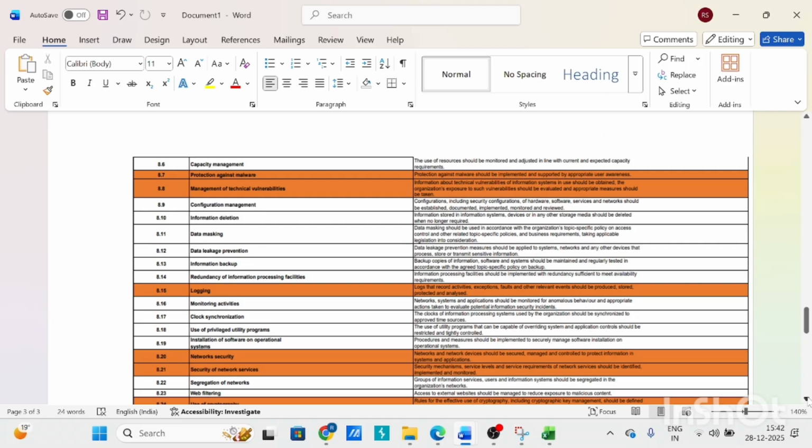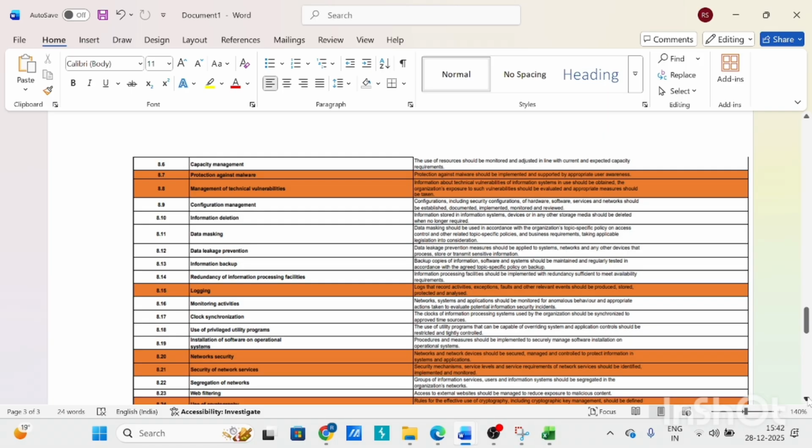Information backup talks about backup copies of information, software, and systems being maintained and regularly tested in accordance with the agreed topic-specific policy on backup. Redundancy of information processing facilities should be implemented with redundancy sufficient to meet availability requirements. Logging: logs that record activities, exceptions, faults, and other relevant events should be produced, stored, protected, and analyzed.